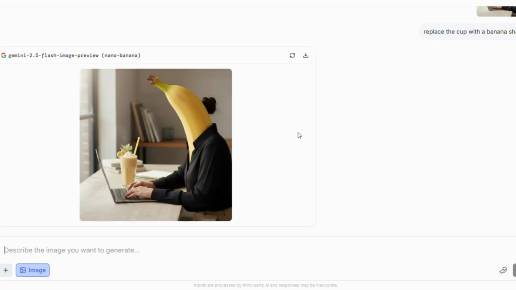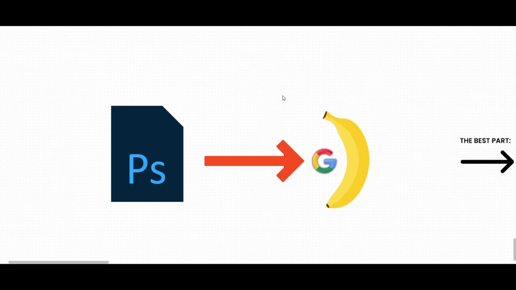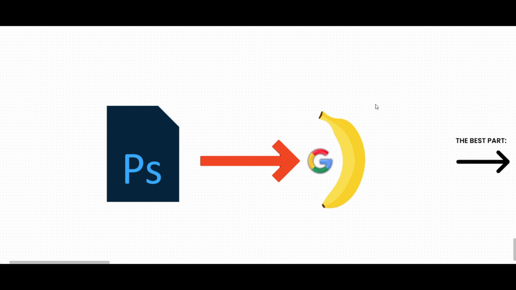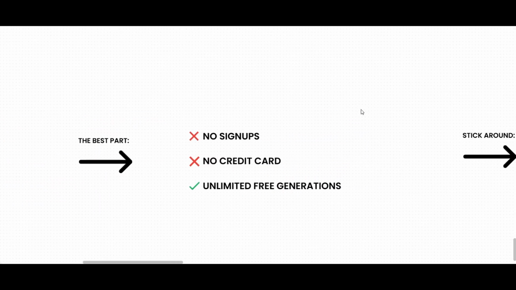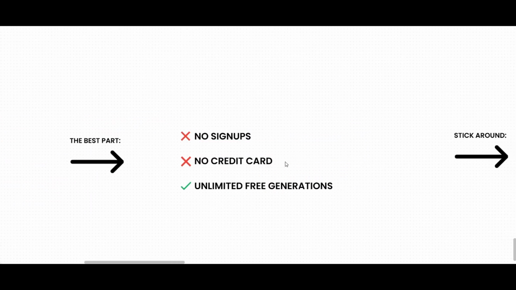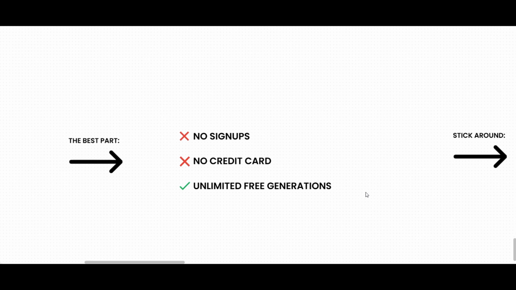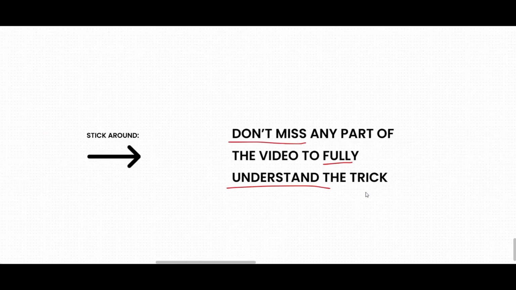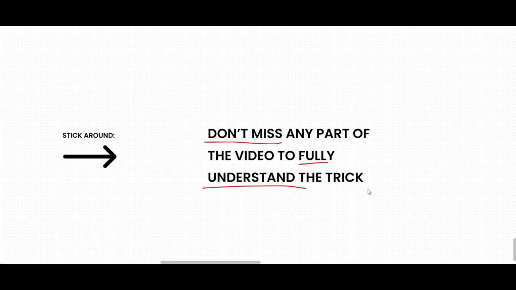In the next few minutes you'll learn the step-by-step process to replace Photoshop with Google's NanoBanana, and here's the best part, it requires absolutely no sign-ups, no credit cards, and gives you unlimited generations. But here's the catch, you must watch this video completely to understand the specific trick and process involved, because missing even one step will break the entire method.